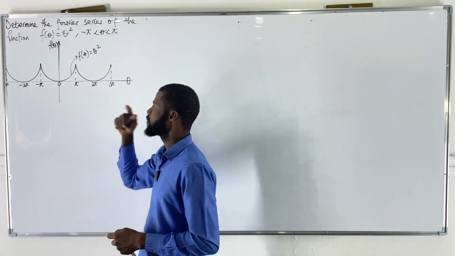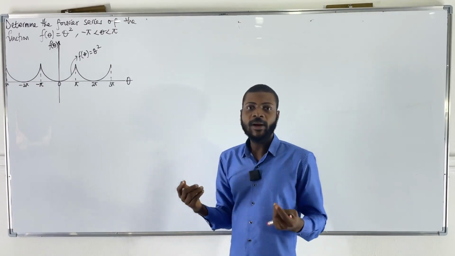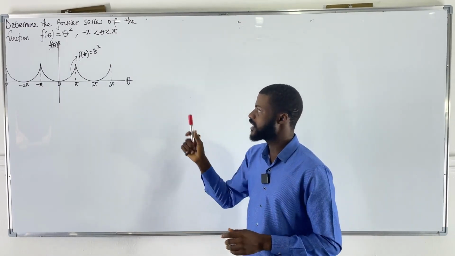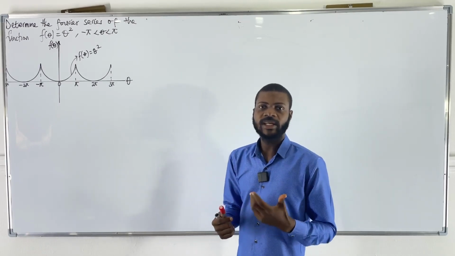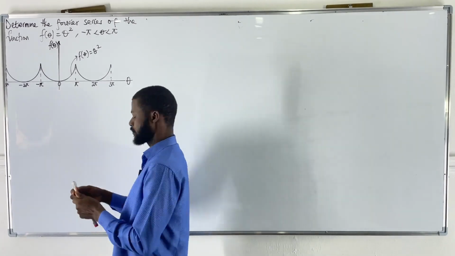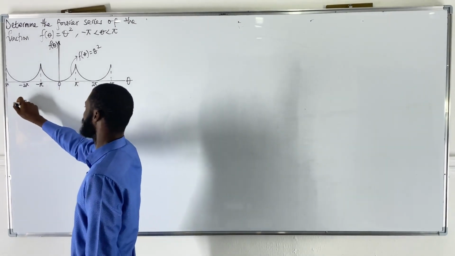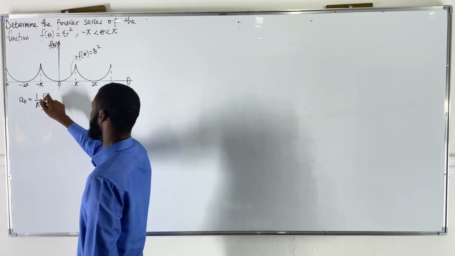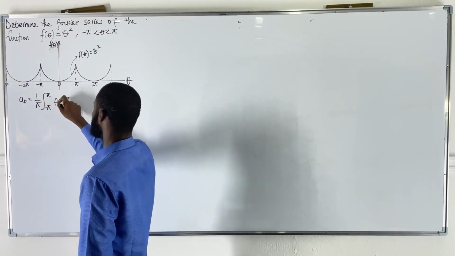So it's also symmetric. So what this means is I only need to find a naught and a sub n. That's the only thing. This function is even, not odd. So I only need to find a naught and a sub n. So let us get started with finding a naught. So a naught is 1 over pi integral from minus pi to pi of f of x dx.